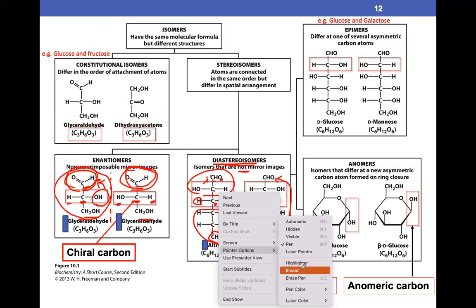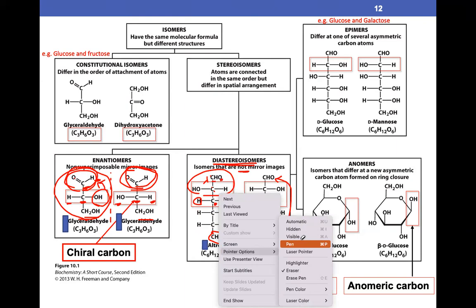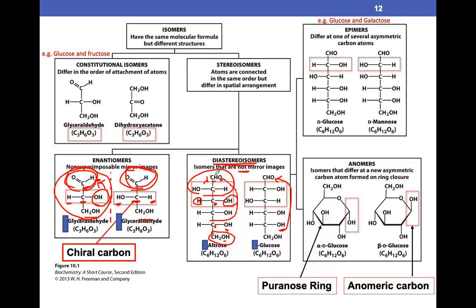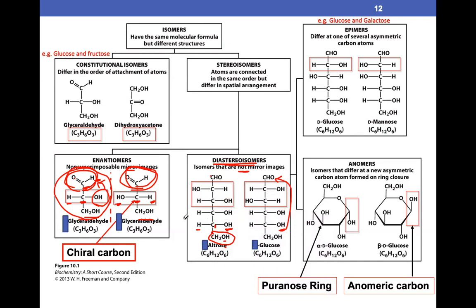Is C4 a chiral carbon? Yes, C4 is a chiral carbon. C4 is this one over here. We have one group up top, one group over here, one group over here, one group over here. All of them are different. Four different groups. So I have four different chiral carbons in this molecule of altrose over here.